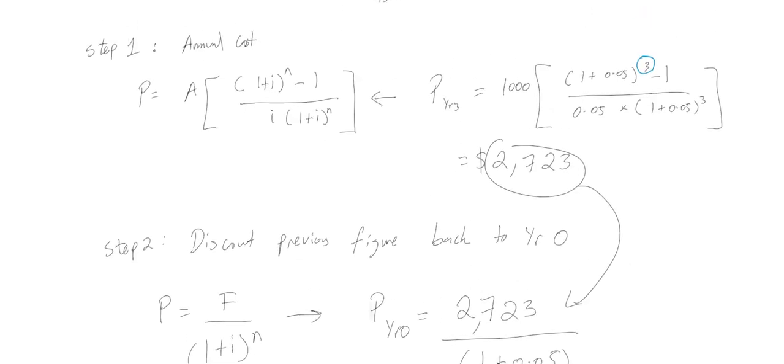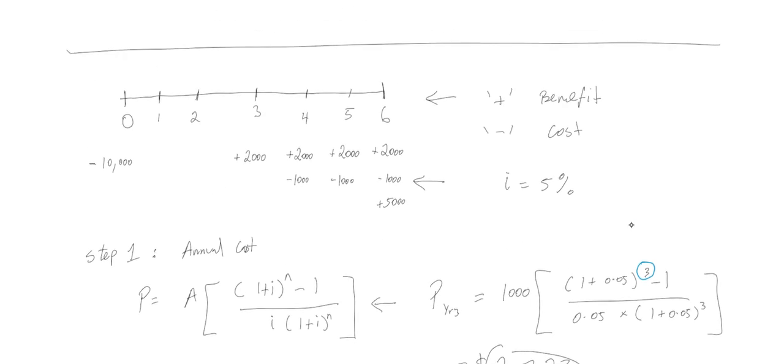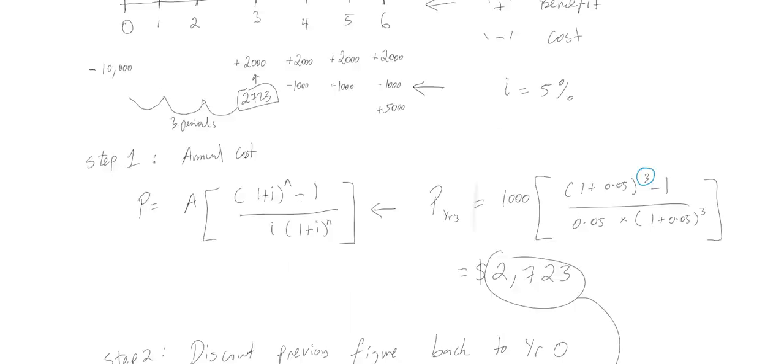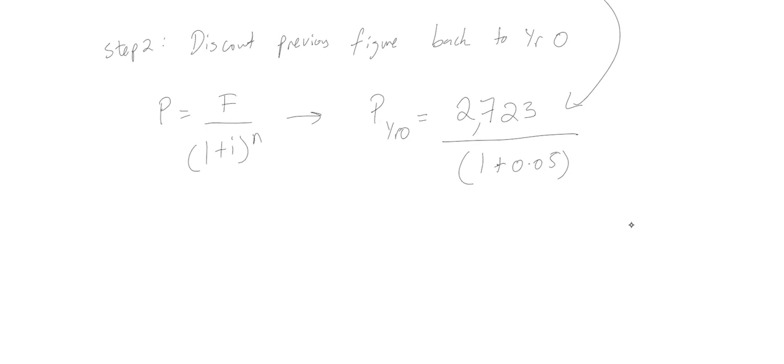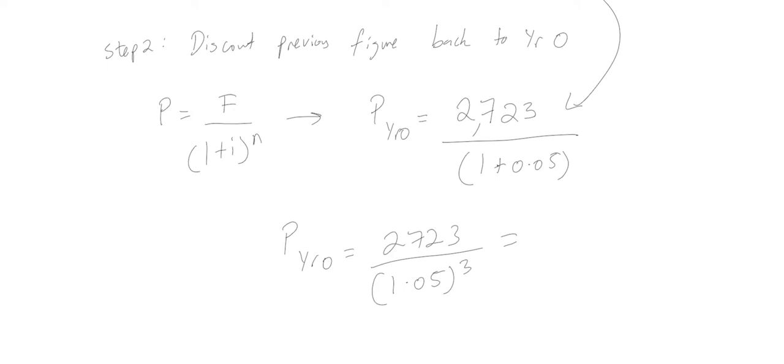How do we calculate n in this case? If we go back to our timeline again, we've got a value which is 2723. It's at period 3. We need to take it back to period 0. How many discounts do we have to do? It's 1 period, 2, 3. So it's 3 periods up until we get to period 0. And that's equal to year 0, which is 2723 divided by 1.05 to the power of 3. If you plug this into your calculator, what you should get is $2352.